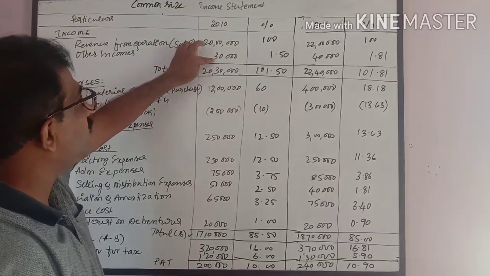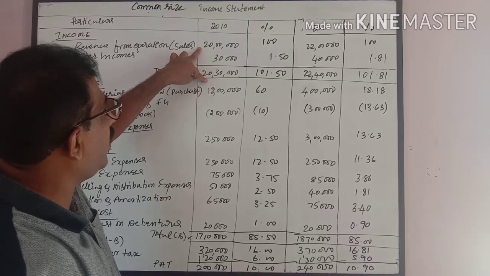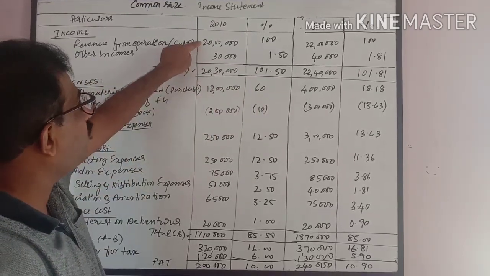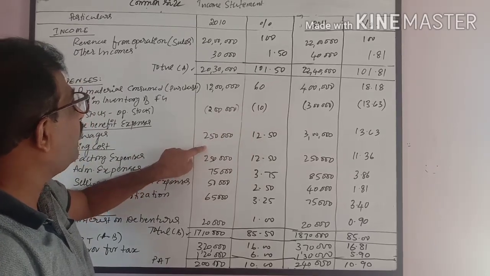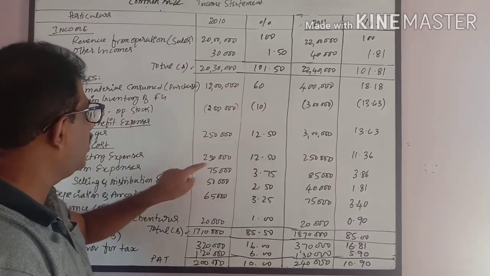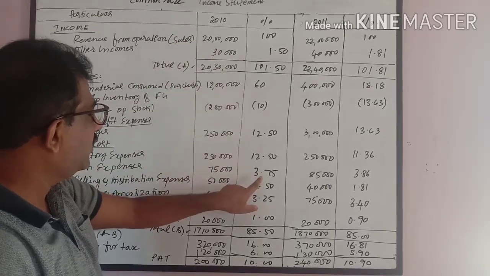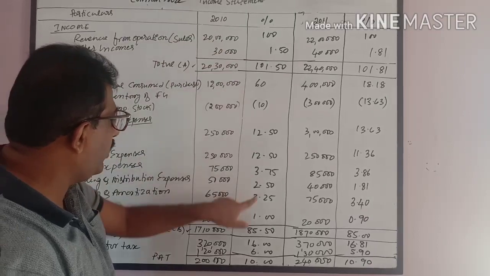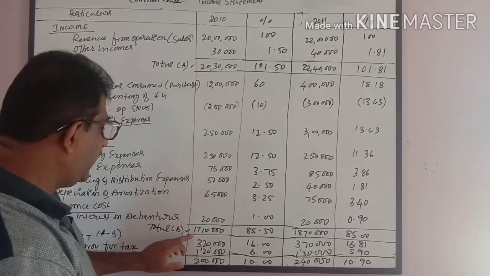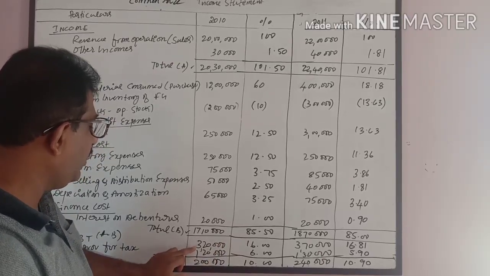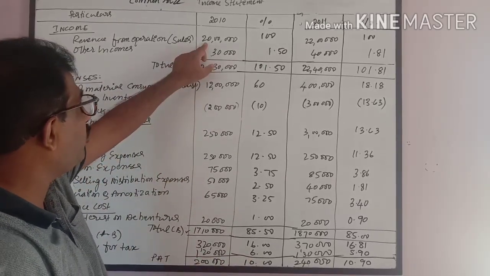Now look at here, 30,000 divided by 20 lakhs into 100, 1.50. 20 lakh 30 divided by 20 lakhs into 100, 101.50. 12 lakhs divided by 20 lakhs into 100, 60%. 2 lakhs divided by 20 lakhs into 100, 10%. 2 lakh 50 divided by 20 lakhs into 100, 12.50. 2 lakh 50 divided by 20 lakhs into 100, 12.50. 75 divided by 20 lakhs, 3.75. 50,000 divided by 20 lakhs into 100, 3.25. 20,000 divided by 20 lakhs into 100, 1%. 17 lakh 10 divided by 20 lakhs, 85%. 3 lakh 20 divided by 20 lakhs, 16%. 1 lakh 20 divided by 20 lakhs, 6%. 2 lakhs divided by 20 lakhs, 10%.